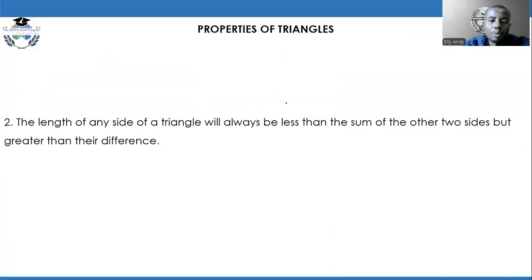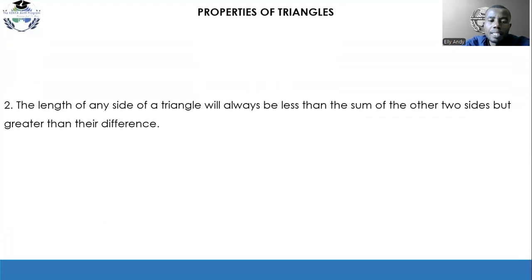Let's look at the second property, that the length of any side of a triangle will always be less than the sum of the other two sides, but greater than their difference. So again, with our generic triangle sketch, this time we'll be focusing on the sides. So let's call them A, B, and C.